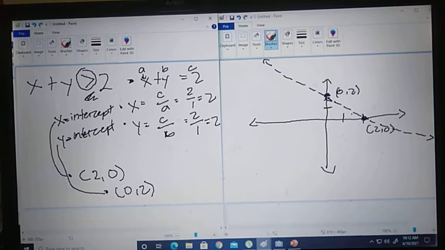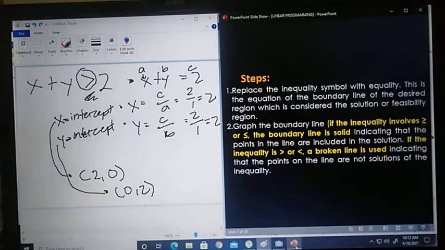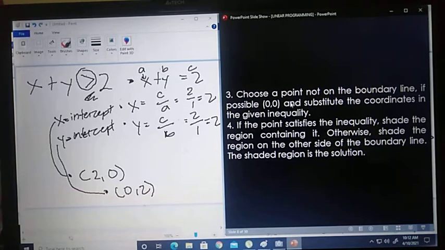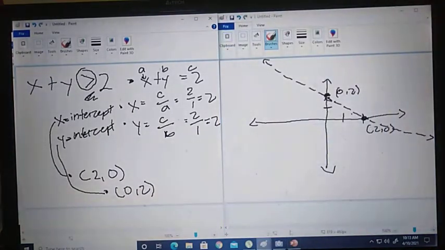Okay, sabi sa PowerPoint natin, sige, let's go back to our PowerPoint. Choose a point not on the boundary line, if possible, the 0, 0, and substitute the coordinates in the given inequality. If the point satisfies the inequality, shade the region containing it. Otherwise, shade the region on the other side of the boundary line. The shaded region is the solution. Now, let's locate for the solution.